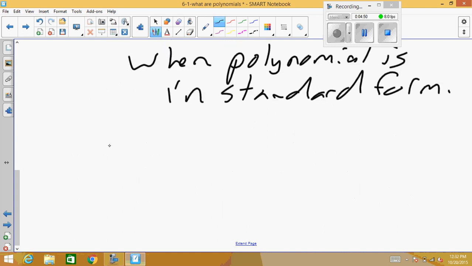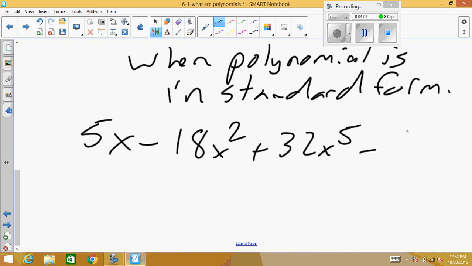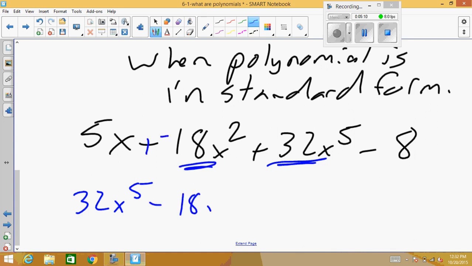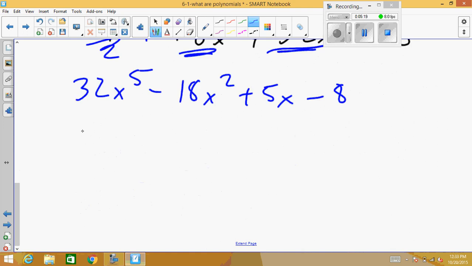So it might look something like this. 5x minus 18x squared plus 32x to the 5th minus 8. So first thing I've got to do is I've got to put this in standard form. So I'm going to start with my highest degree, 32x to the 5th. I'm going to go to my next highest degree. That's a negative, so minus 18x squared. Next I've got this 5x. And finally I've got my constant term, minus 8. So when I look at this, I would say my leading coefficient is 32.